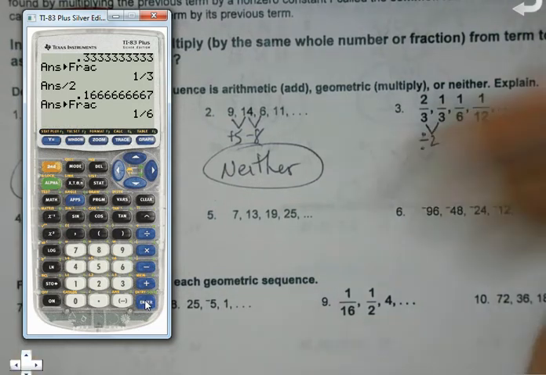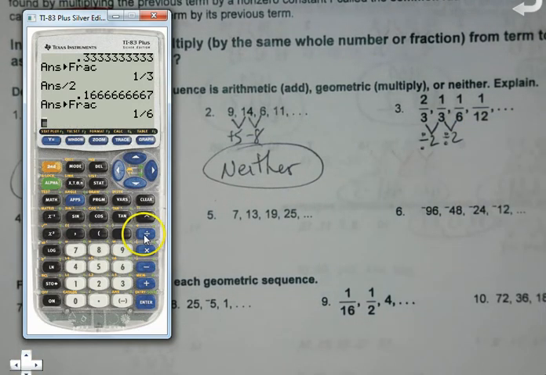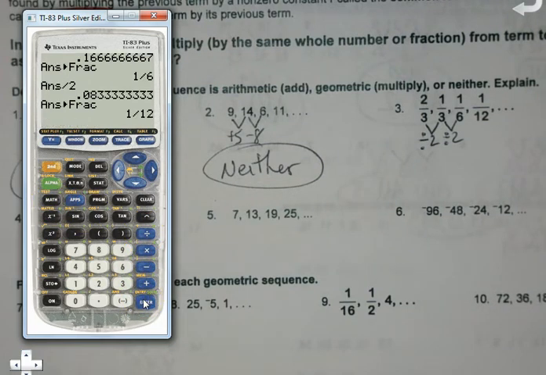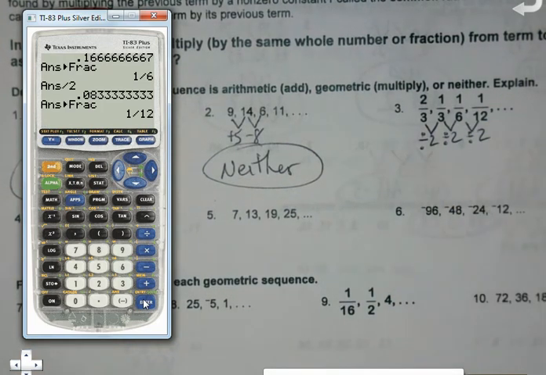Ooh. We may have a winner here. Divide by 2 one more time. Math, enter. Sweet. Okay. You're like, but wait a minute. You said it was only add or multiply. We're dividing. Ooh, this is something we can learn, though.